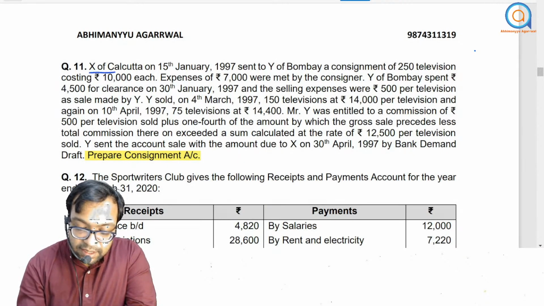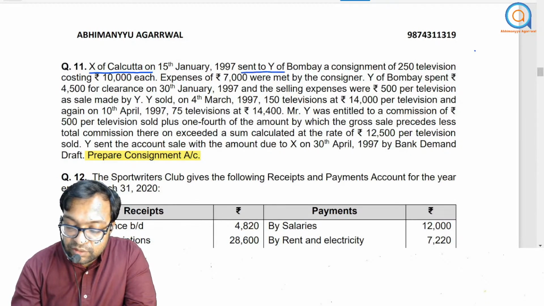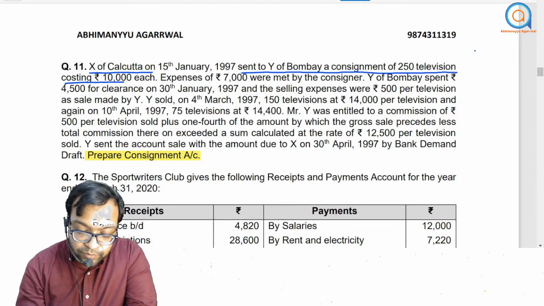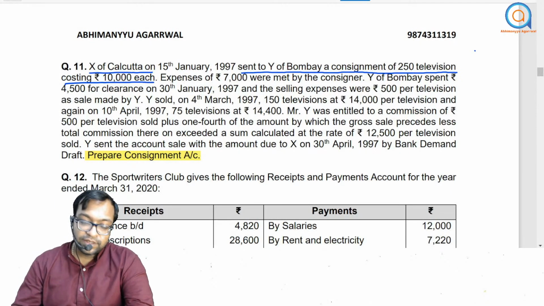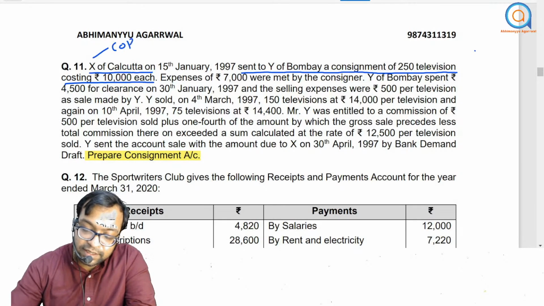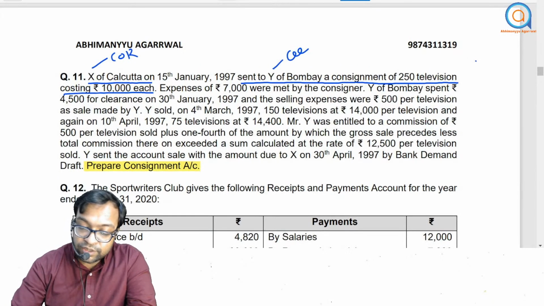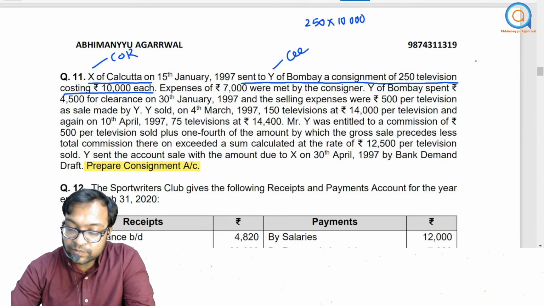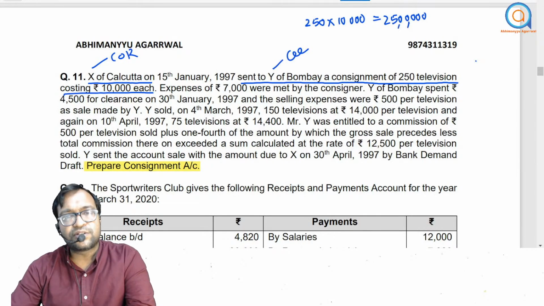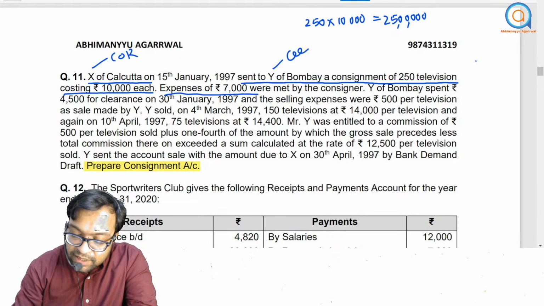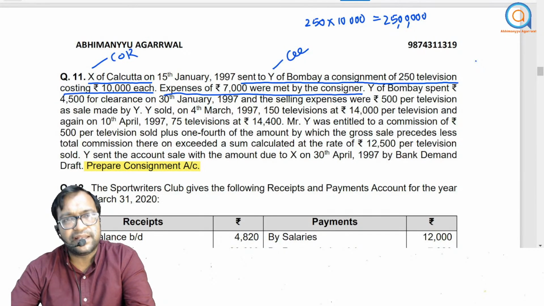X of Calcutta on 15 January sent to Y of Bombay a consignment of 250 televisions costing 10,000 each. So I can say X is the consignor and Y is the consignee. 250 televisions are sent, each costing 10,000, so the cost of goods sent is 25 lakh. An expense of 7,000 was made by the consignor. So this is the consignor's non-recurring expense.